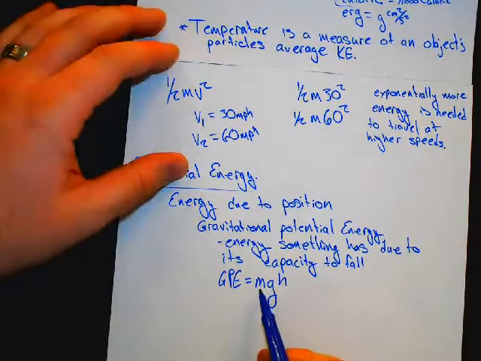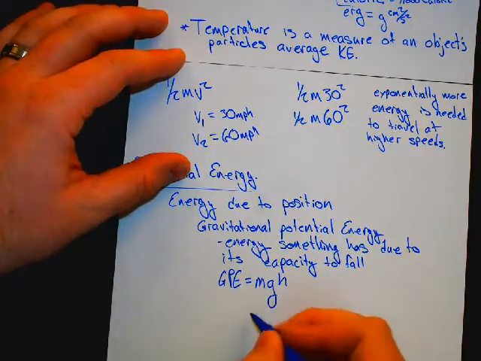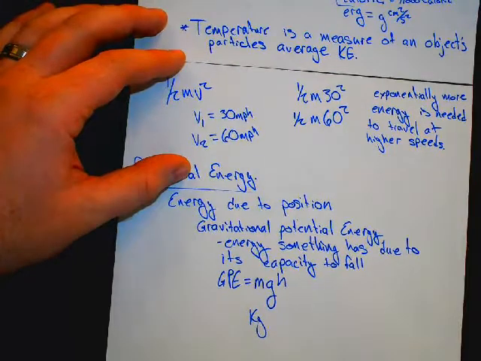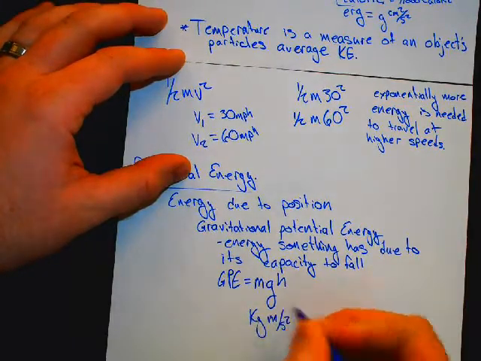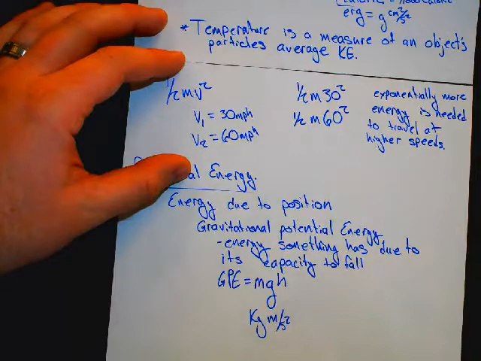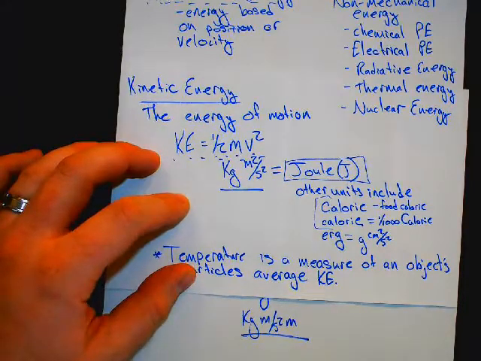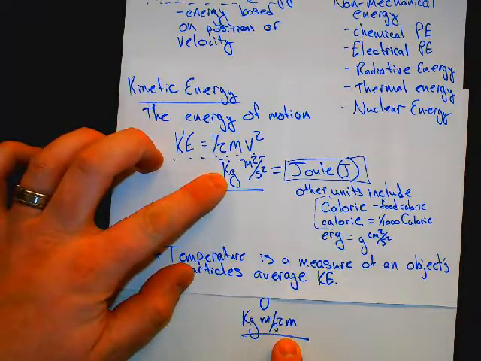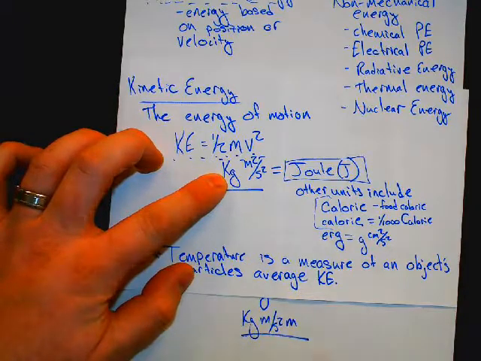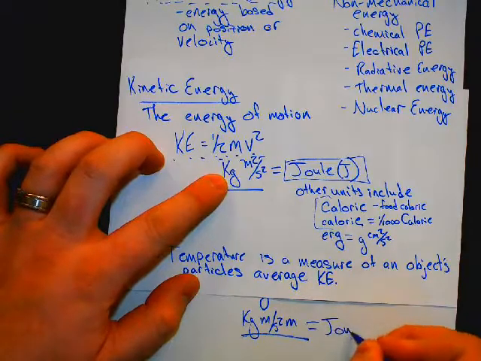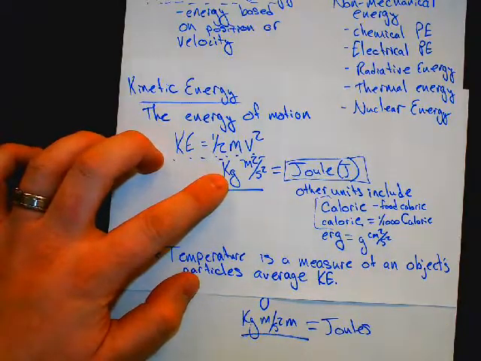Talking in terms of units, what unit would I use for mass? Kilogram. What unit would I use for gravity? Meters per second squared. And for height? Meters. No, I just have to combine like terms here. So obviously gravitational potential energy is also in joules. Just a hint, all energy is in joules.